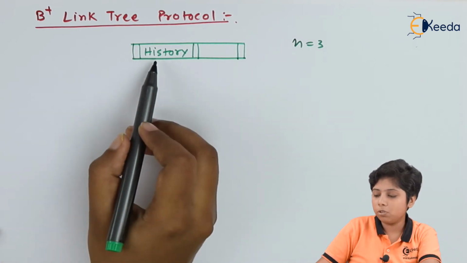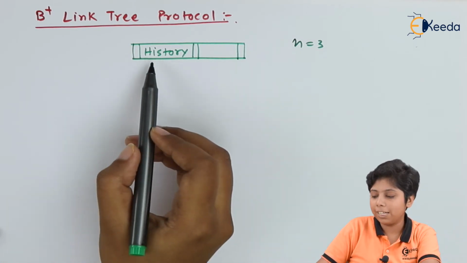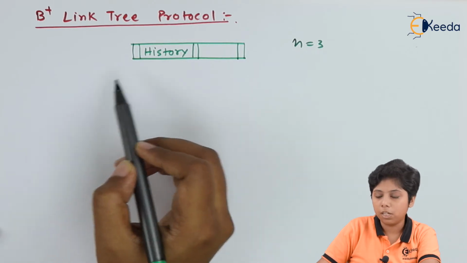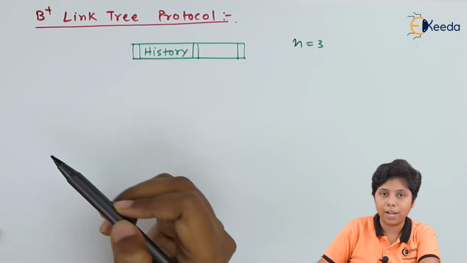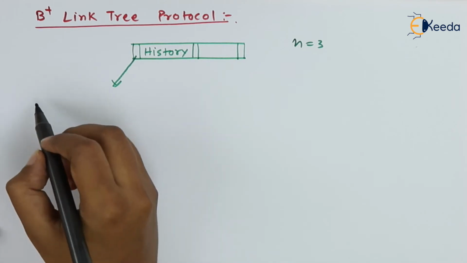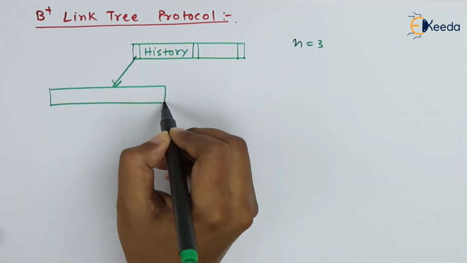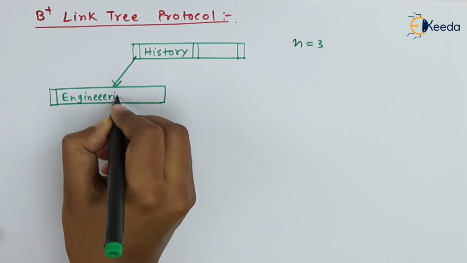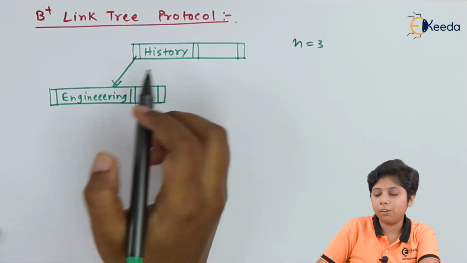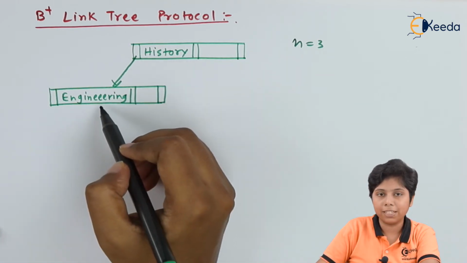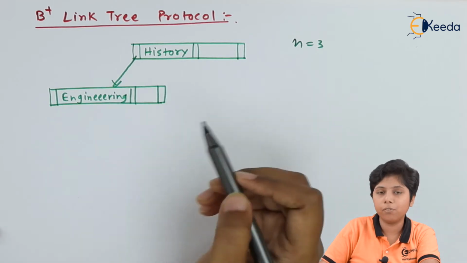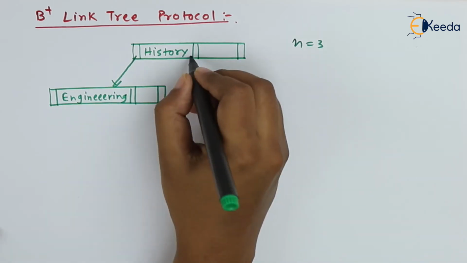Now you can see history as the root node, so we can have the lesser values of history in the left one while having the greater values in the right one. Now engineering is lesser than history, so it goes in the left side, and in the right side we will have the greater values.